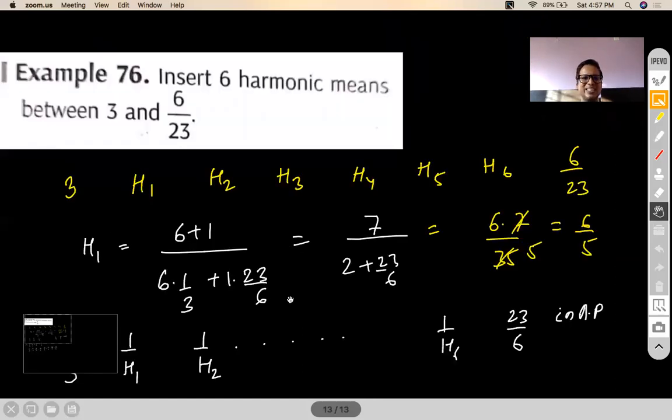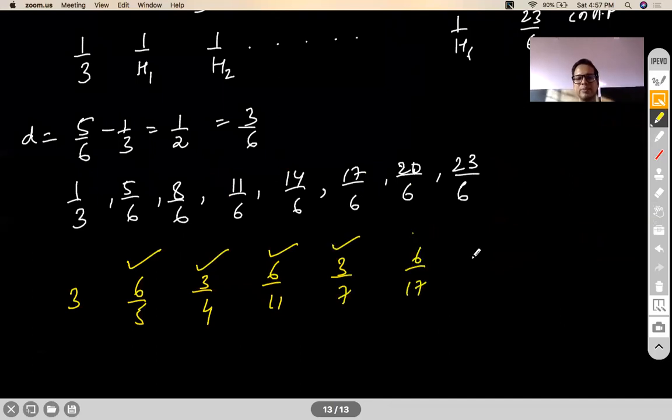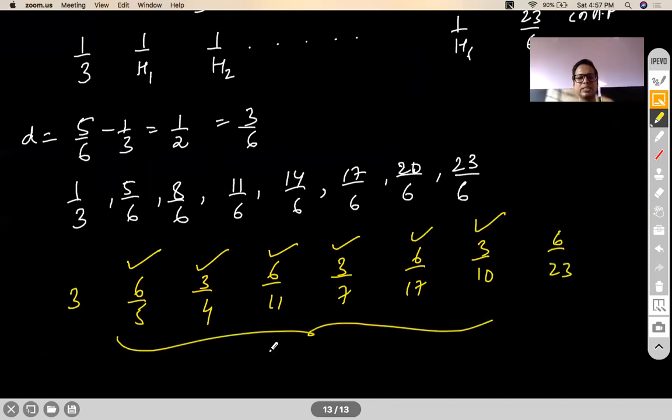Yes or no? Right? Now just reciprocate it. So your terms will be 6 by 5, which we have already figured out, 6 by 8, which you can write as 3 by 4, 6 by 11, 3 by 7, 6 by 17, 3 by 10, and that term is already given to you, 6 by 23. So these will be your 6 harmonic means. Having found the common difference, don't start applying the formula for each one of them. It will waste a lot of your time.